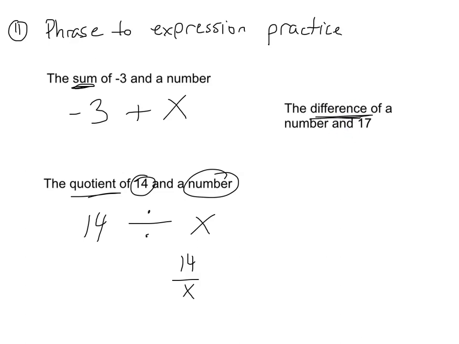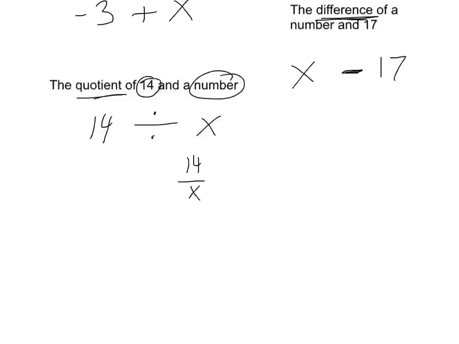Okay, so we're obviously subtracting. The difference of what? Well, a number. We don't know, so it's x and 17. So we're going to put the 17 there. So x minus 17. All right, so that is the end of the 1.1 video, guys.